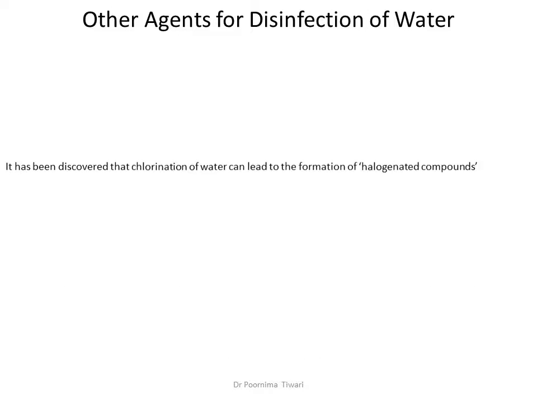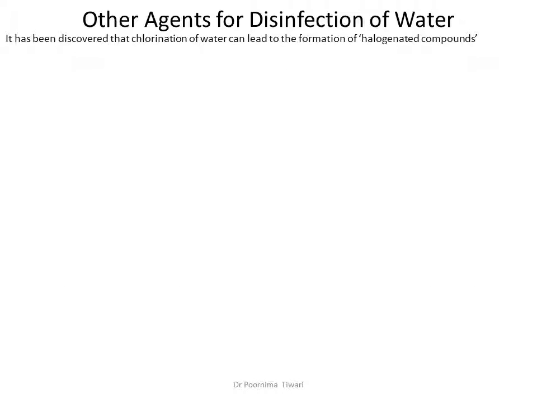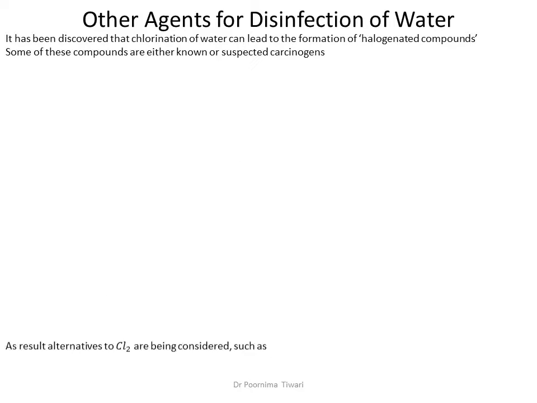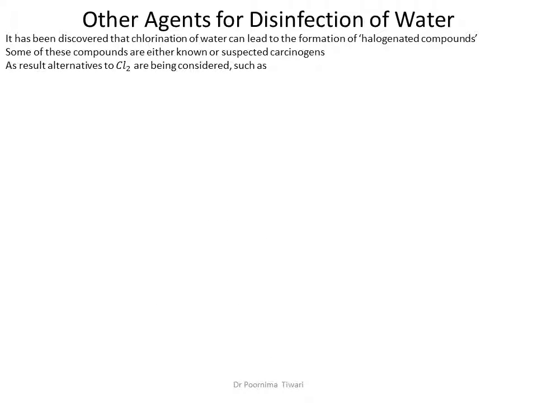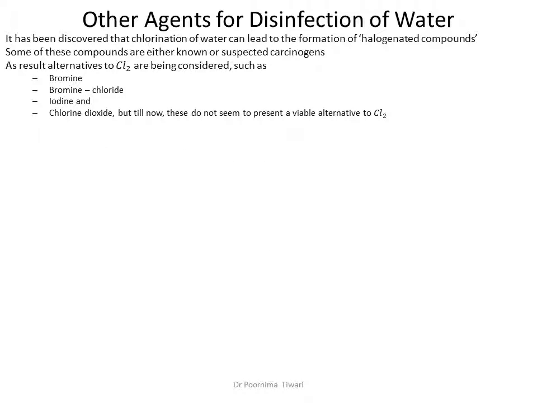Recently, it has been discovered that chlorination of water can lead to halogenated compounds. Some of these are either known or suspected carcinogens. This has led to a search for alternatives to chlorine, and some of these are bromine, bromine chloride, iodine, and chlorine dioxide. But till now, these do not seem to present a viable alternative to chlorine.